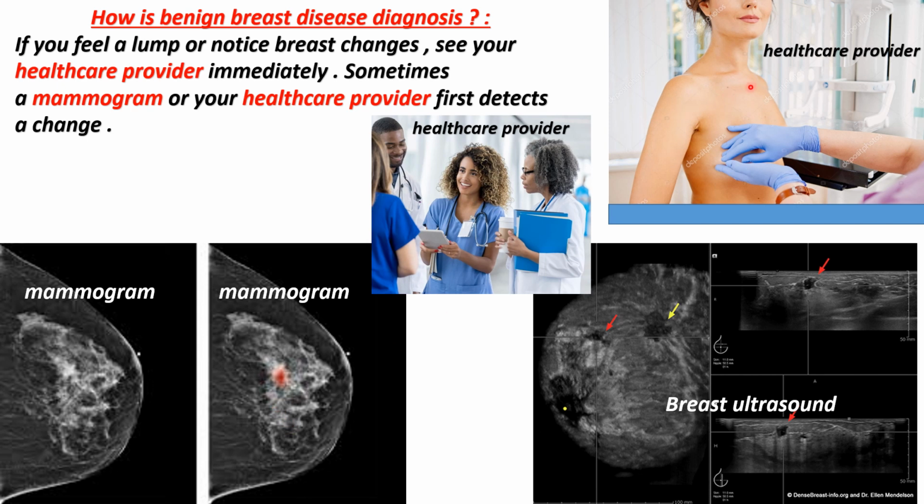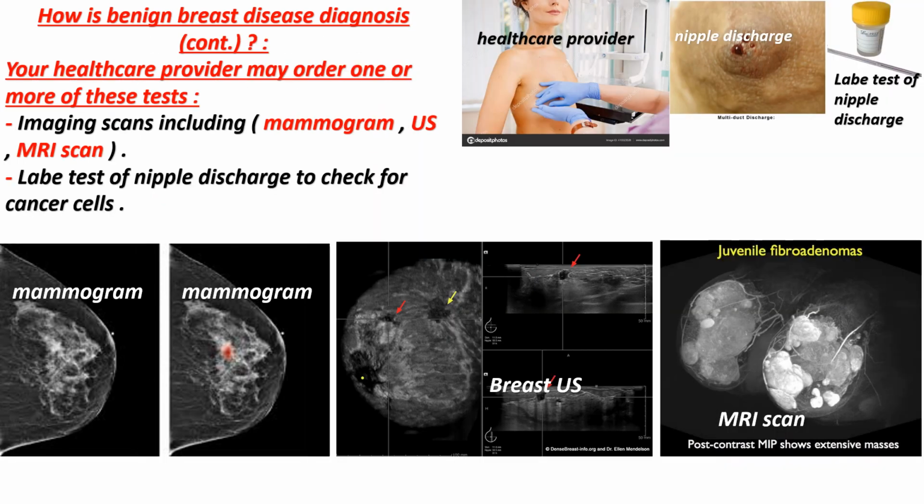The question now, how is benign breast disease diagnosed? If you feel a lump or notice breast changes, see your healthcare provider immediately. Sometimes a mammogram or breast ultrasound or your healthcare provider first detects a change. Your healthcare provider may order one or more of these tests.